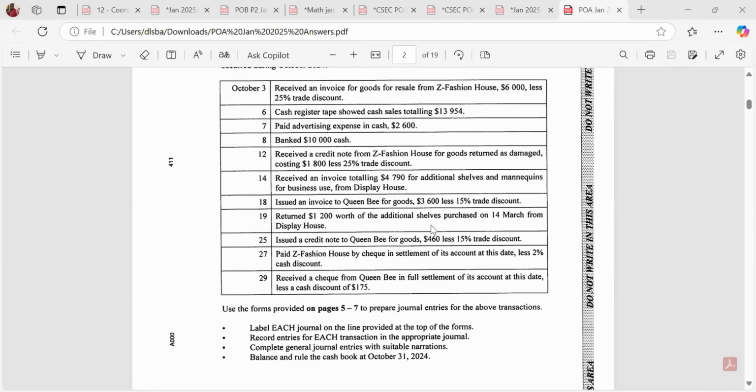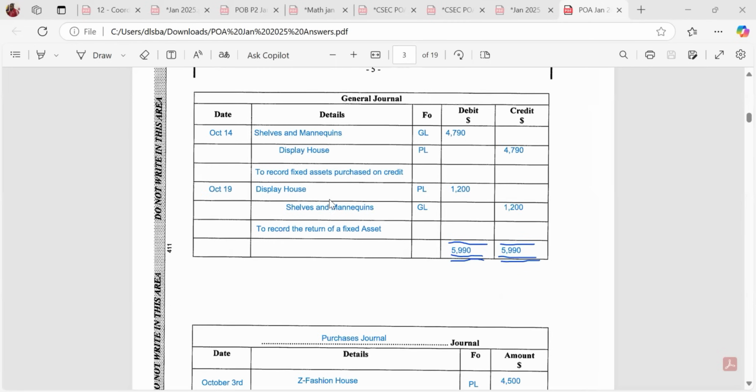So your shelves are decreasing because you're returning some, so that will credit. And then you're owing Display House less, so your liability is decreasing. When liabilities decrease, what do you do? Right. So debit Display House, 1,200, credit shelves and mannequins, 1,200. To record the return of a fixed asset. So to record the return of shelves or anything like that, right? It doesn't have to be exactly this.